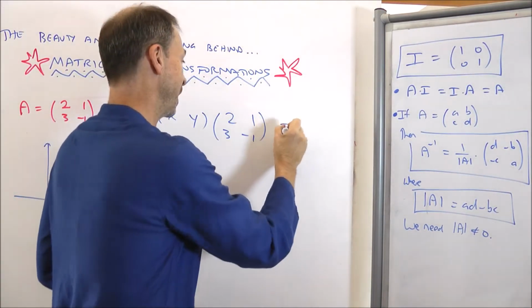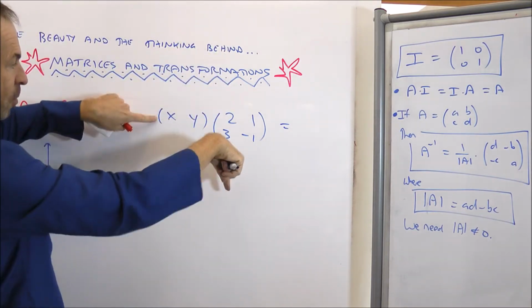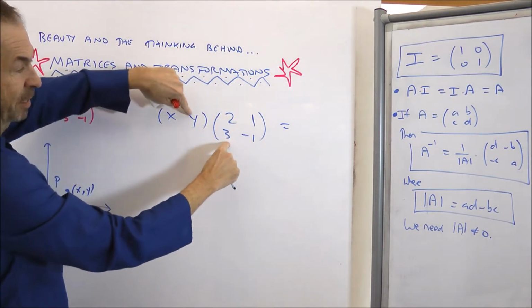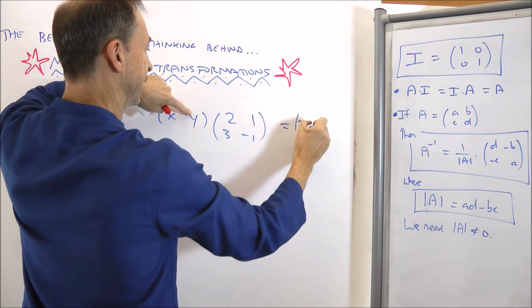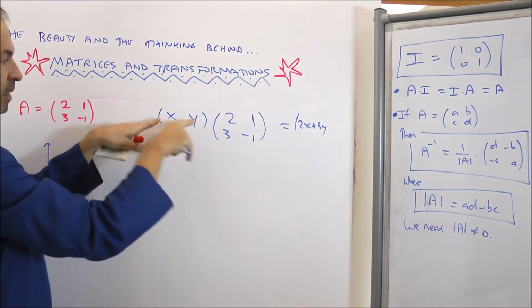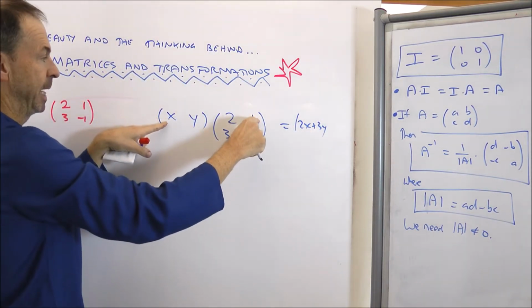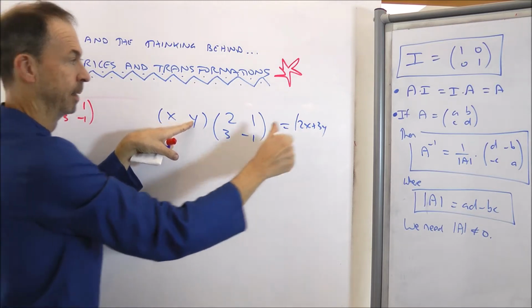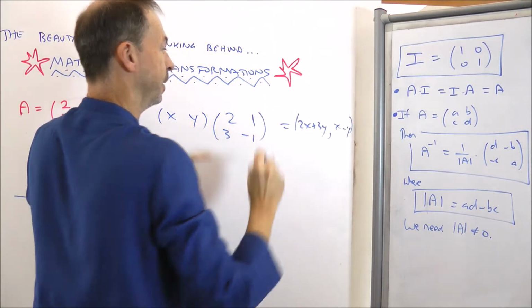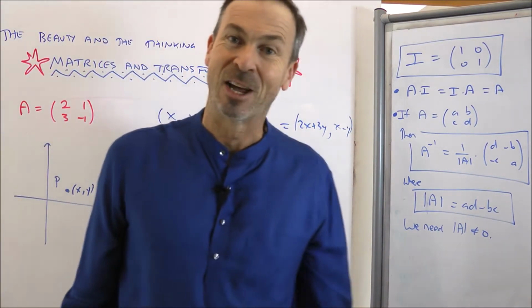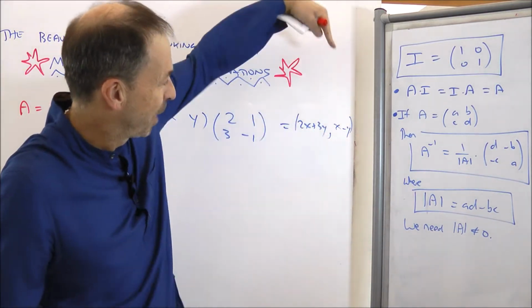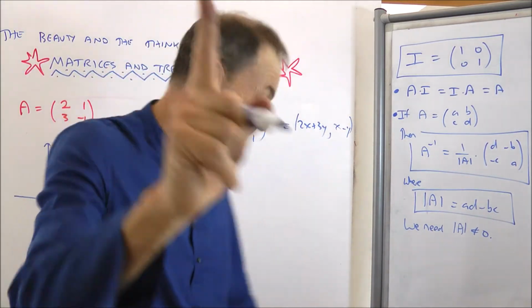In fact, let's do it. Let's do row 1, column 1. So I get 2 times x plus 3 times y. So 2x plus 3y. Then I'll get row 1, column 2, x take away 1, y, x minus y. Beautiful, beautiful. So now I've got another point. It's another 1 by 2. It's actually a point. So it did move the point.